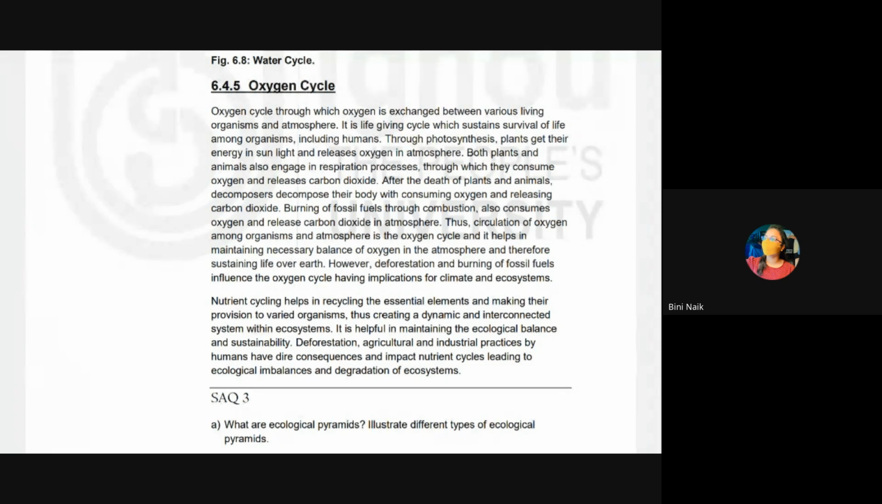Now, what are the other uses? Just like in the process of combustion, oxygen is consumed, and that also releases carbon dioxide into the atmosphere. And basically, when some plants or animals die, the decomposers again release the oxygen into the atmosphere.